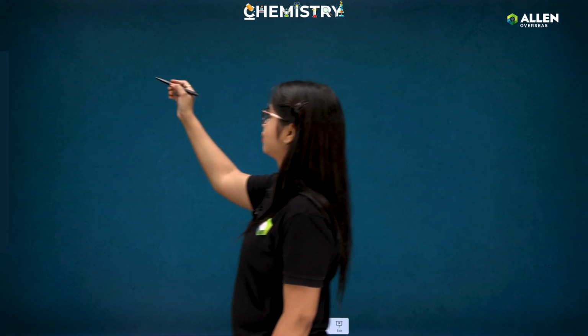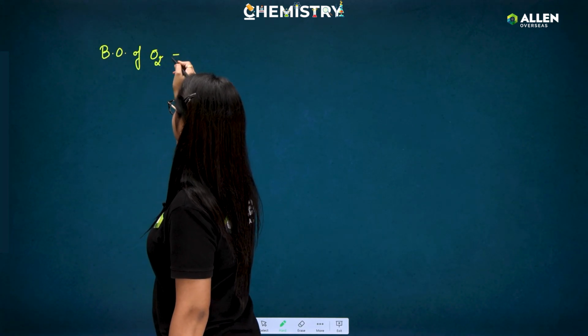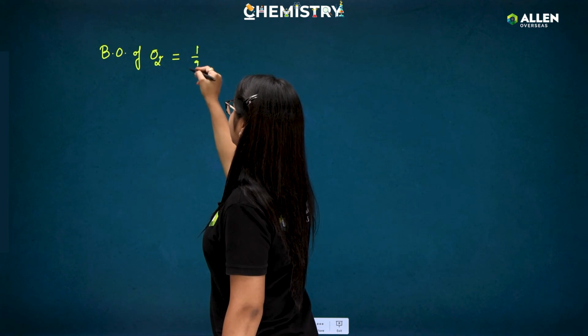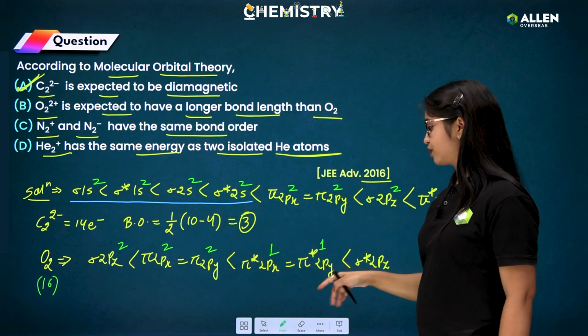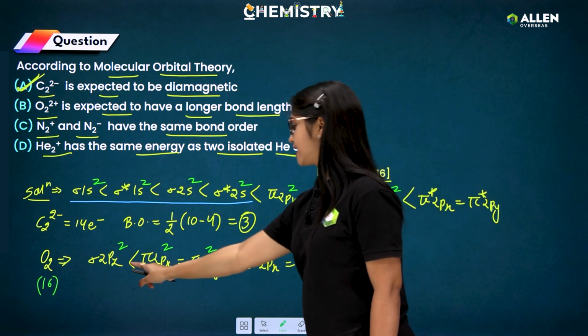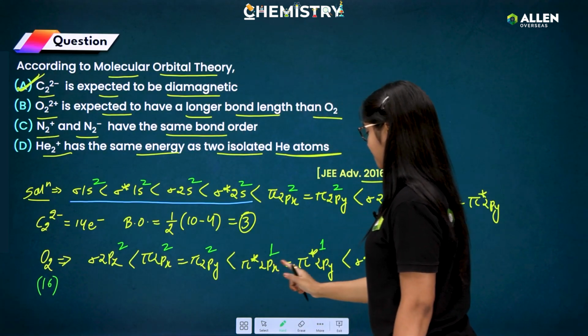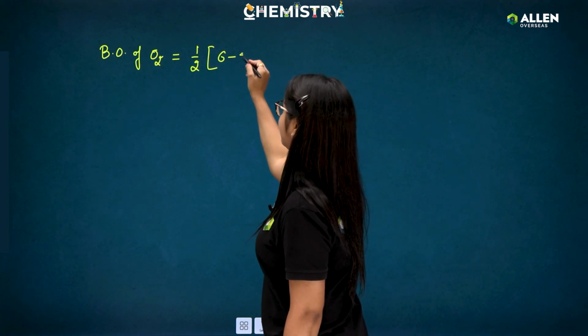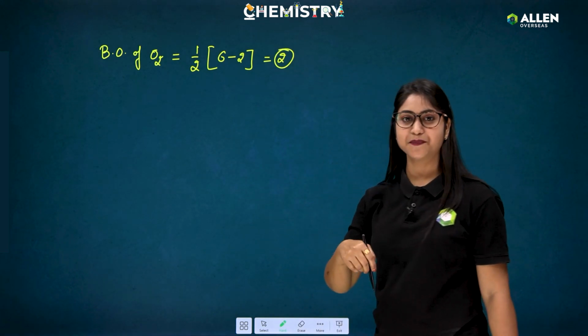So let's find out the bond order. Bond order of O2 will be 1 by 2. Now from this part also we are going to get the same bond order. Let's see how many bonding electrons we have. 6 bonding electrons, minus anti-bonding are 2. So 6 minus 2 is 4, 4 by 2 is 2. So the bond order is 2, that is the same, right?